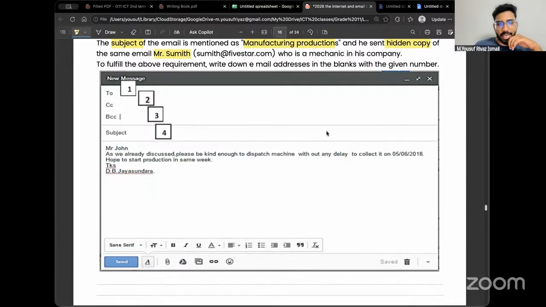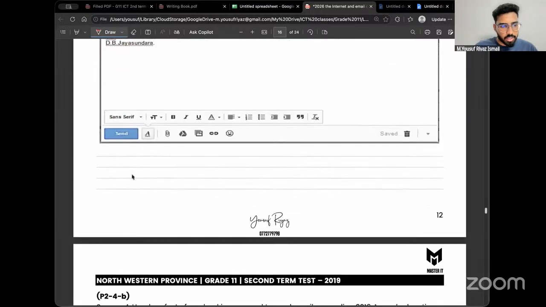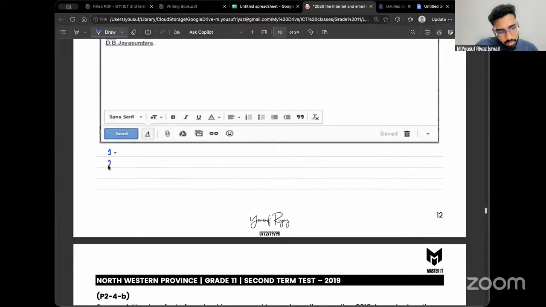They ask us to fill in the blanks basically. In terms of subject, it normally refers to the heading of the email, and here they have directly mentioned the subject is manufacturing productions. So that's a direct answer. I'll just write the answer here. One, two, three, four. Four is talking about manufacturing productions.